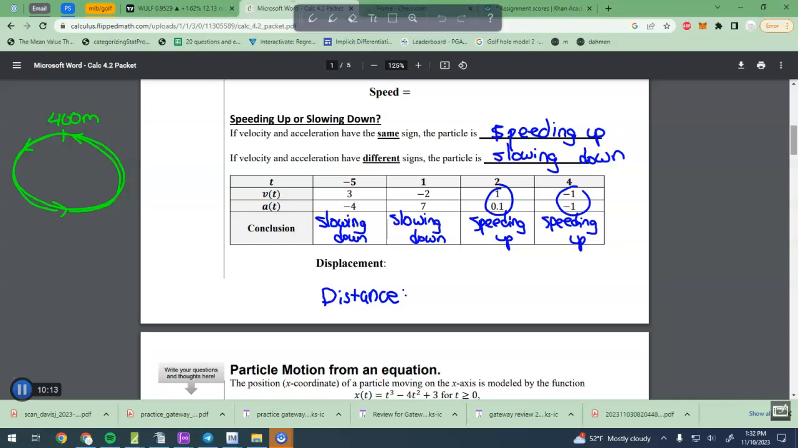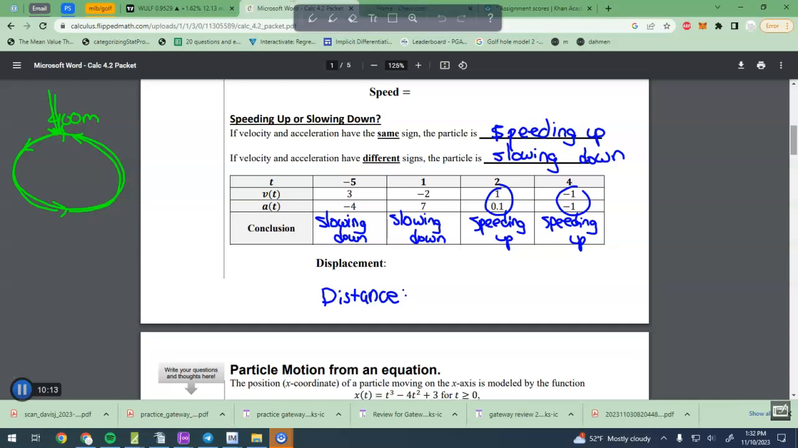Okay, so if I ran once around the track, I started here and I ended here, my displacement would be 0. Displacement is where you are relative to where you started. Or in swimming, I swim down and back, your displacement's 0. The distance here is 400. That's what I actually traveled. Displacement is where I ended up.